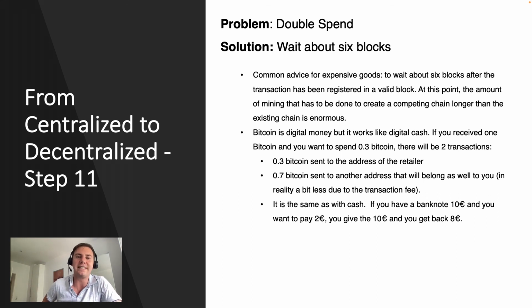And another important thing is that Bitcoin, yes, is digital money, but it works like digital cash. If you receive 1 Bitcoin and you want to spend 0.3 Bitcoin, there will then be 2 transactions. You send 0.3 Bitcoin to the address of the retailer, and 0.7 Bitcoin to another address that belongs to you anyway. It's like if you have cash: if you have 10 euro and you want to pay 2 euro, you get 8 euro back.